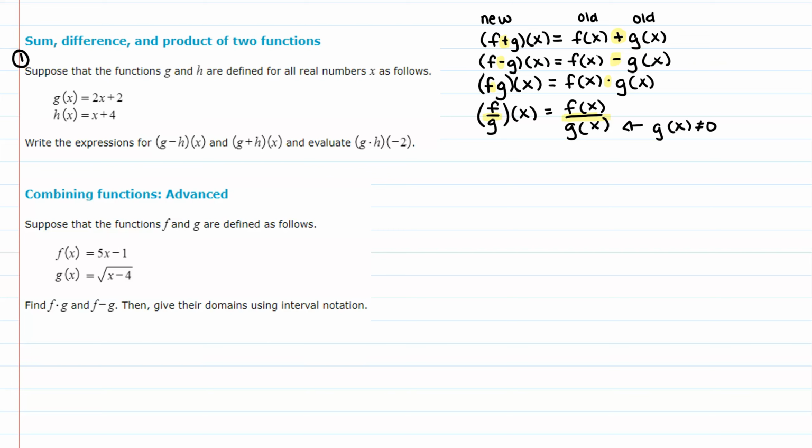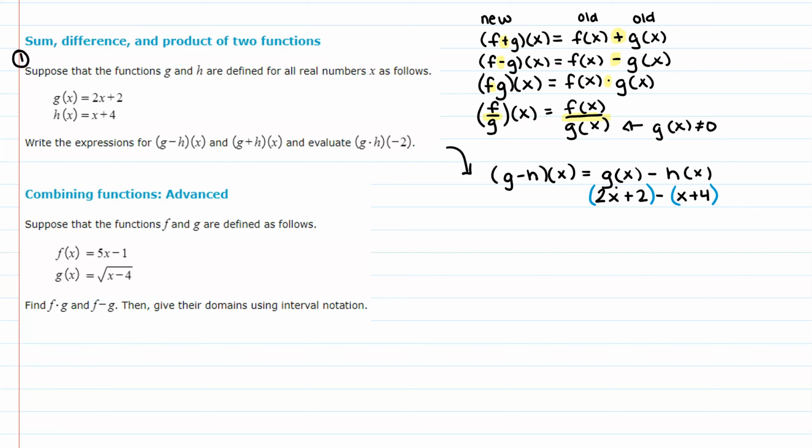So if we want the new function g minus h of x, then that's going to be the g of x function subtract the h of x function. So let's plug that in. G of x is 2x plus 2, and h of x is x plus 4. Now, I'm going to wrap both of these up in parentheses because the g of x function is the entire thing, 2x plus 2, and the h of x function is the entire thing, x plus 4.